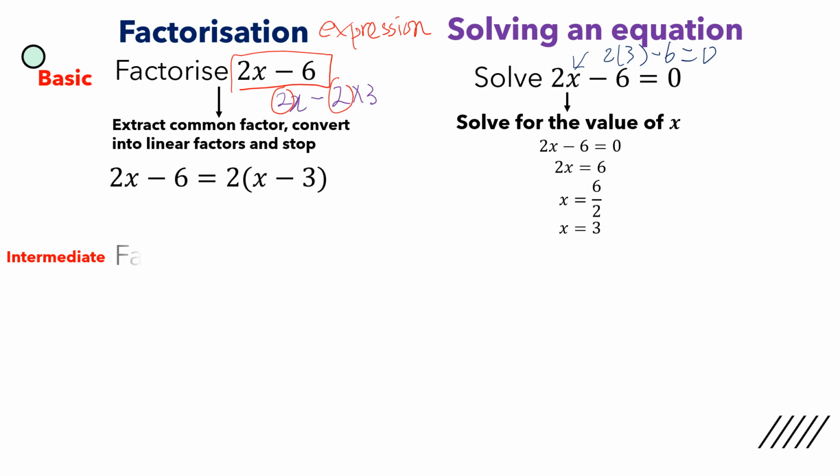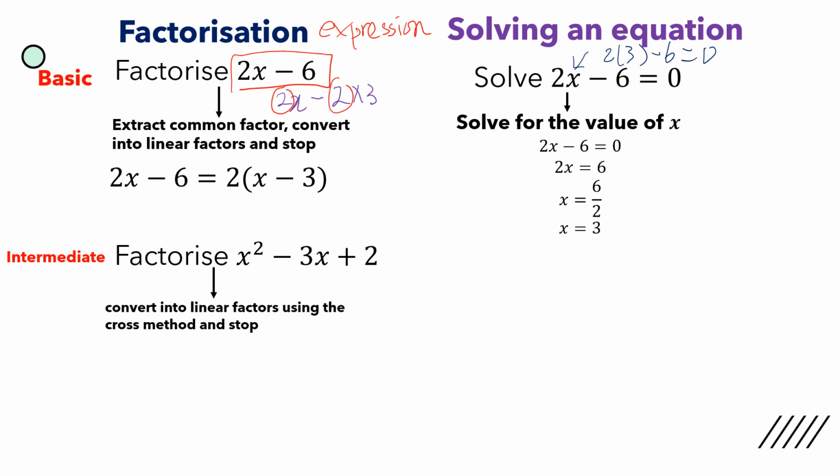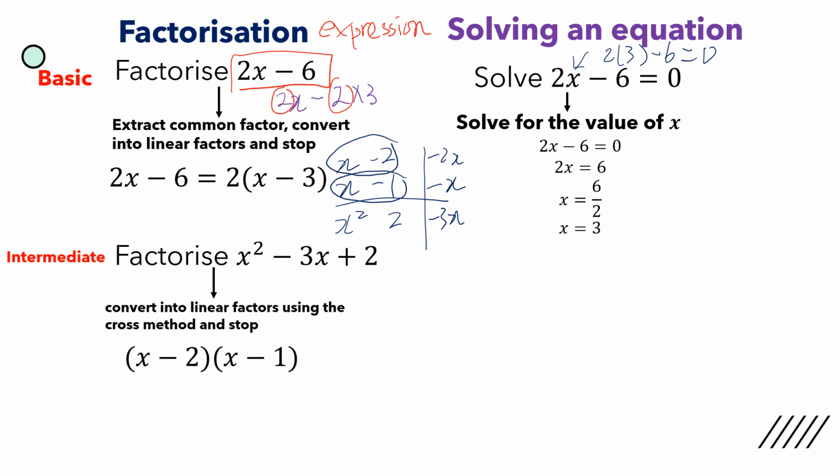Okay, let's look at an intermediate question. Let's say you need to factorize this quadratic expression. To factorize this quadratic expression, we have to use the cross method. So this is how you do it. This will be one linear factor, this will be the second linear factor. And basically the operation just stops there.